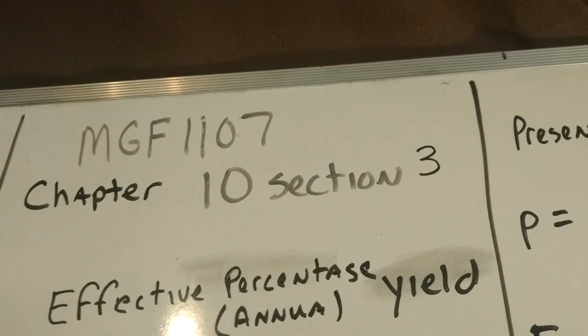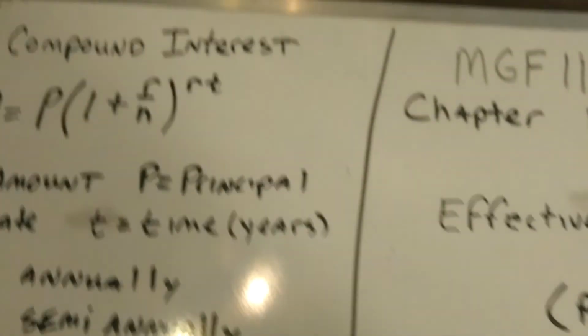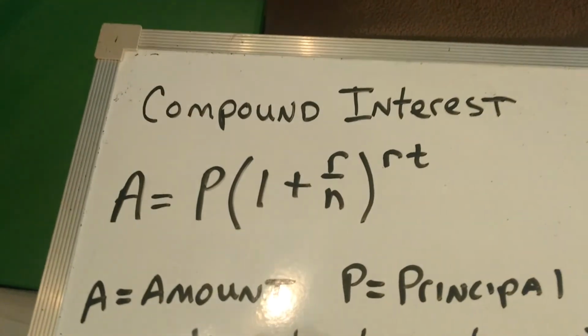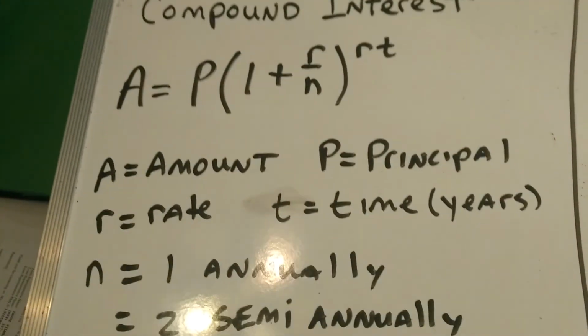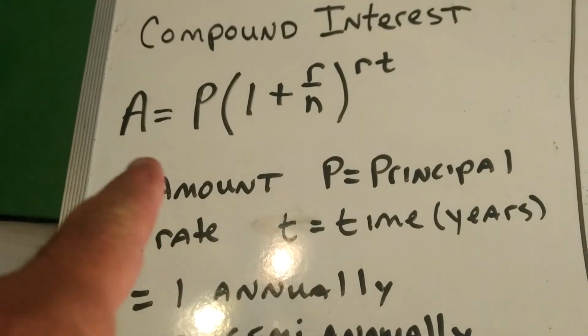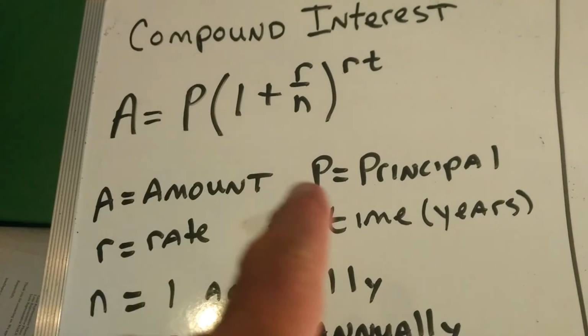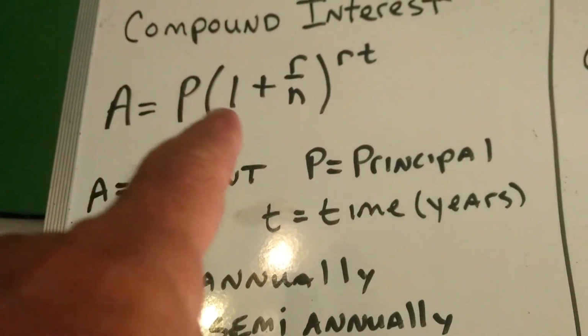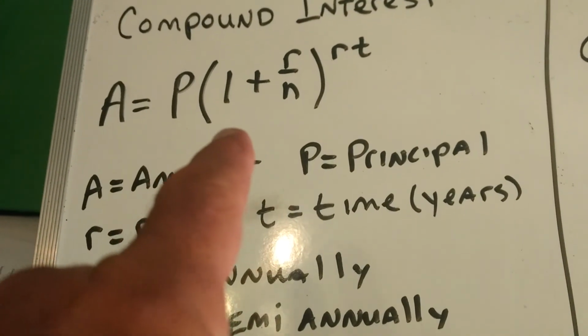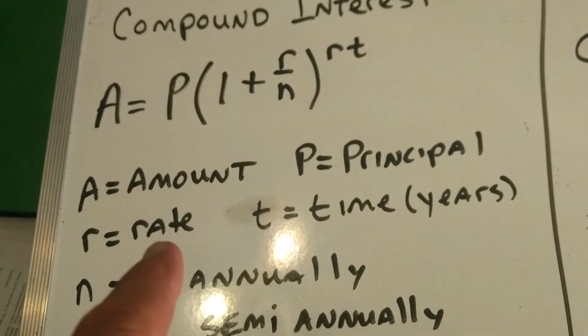MGF1107 Chapter 10, Section 3. This deals with compound interest. The formula for compound interest is A, which is the amount, equals P, which is the principal, times, in parentheses, 1 plus R over N, where R is the rate.